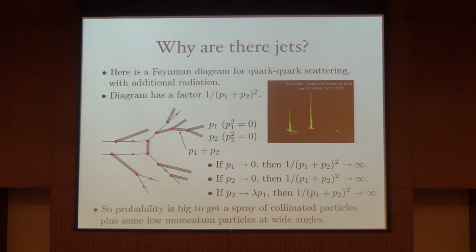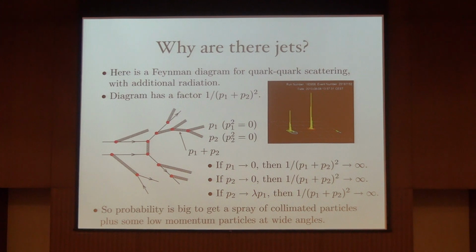Suppose this gluon is labeled with momentum P1, and that one has P2. And P1 squared and P2 squared are both 0 in this approximation, so they're on shell. Then this gluon has momentum P1 plus P2. So just think about that from the point of view of Feynman diagrams. There's a denominator when you write out what the Feynman diagram corresponds to. The formula is 1 over (P1 plus P2) squared.